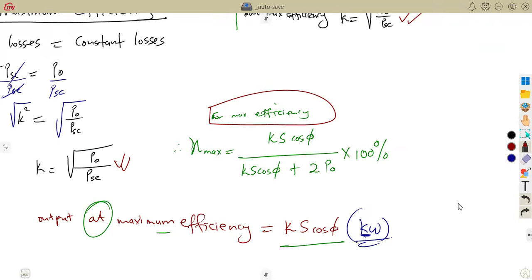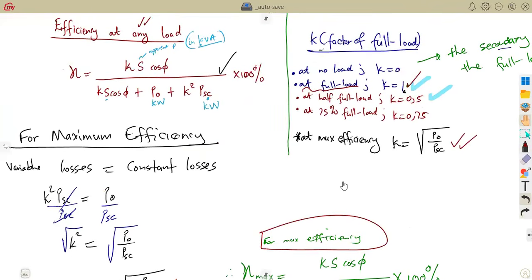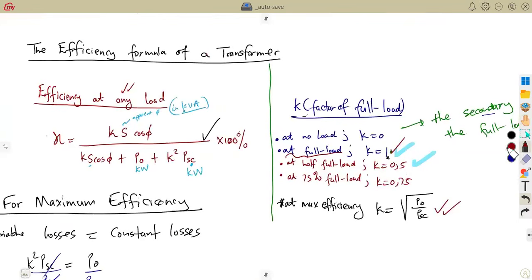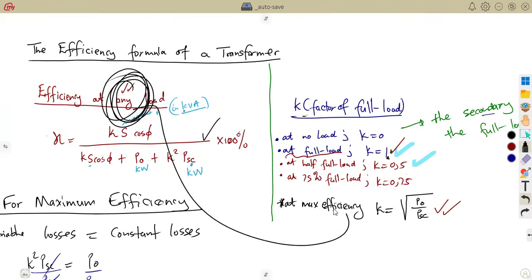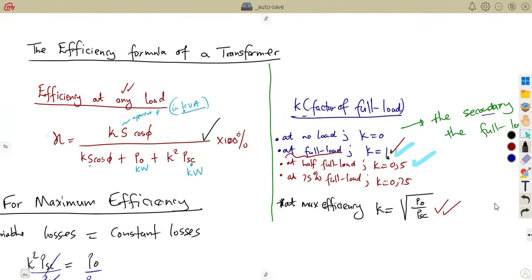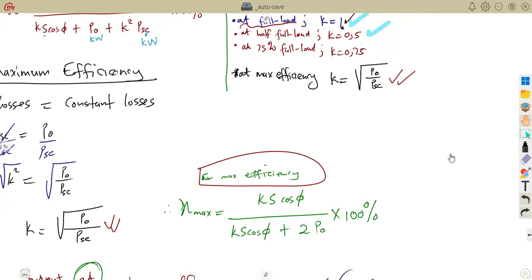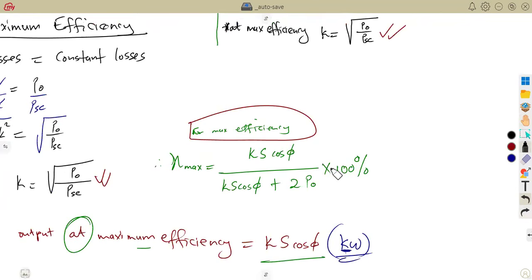This one is used for any load, take note, guys. Here we are saying at any, meaning even at maximum efficiency, the formula can be used. Bear it in mind. This other one is just a special formula for when maximum efficiency occurs, where our formula can be further adjusted to be like this.